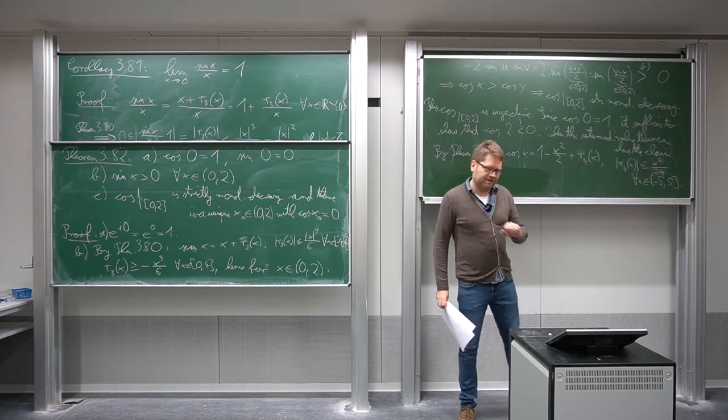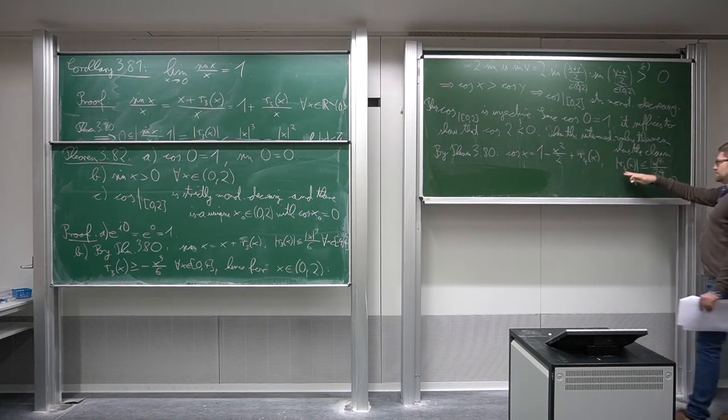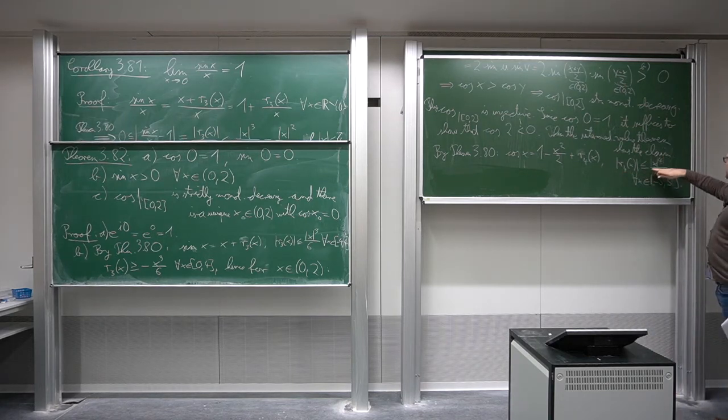Sorry for the cut, I made a tiny mistake. The estimate for the remainder is this one. We get that the fourth remainder here is bounded from above by the absolute value of x to the power of 4 divided by 24, which is 4 factorial. So here we had 4 factorial by the previous theorem for all x in here.